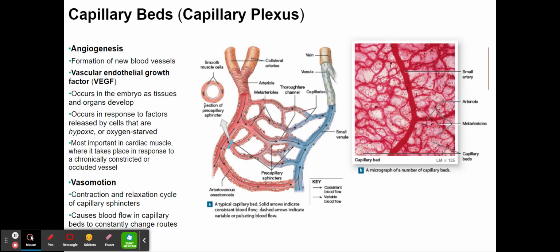Vasomotion is controlled locally by changes in the concentrations of chemicals and dissolved gases in the interstitial fluids. For example, when dissolved oxygen concentrations decrease within a tissue, the capillary sphincters relax so blood flow to the area increases. This process is an example of capillary autoregulation, and we'll focus on that in a later module.